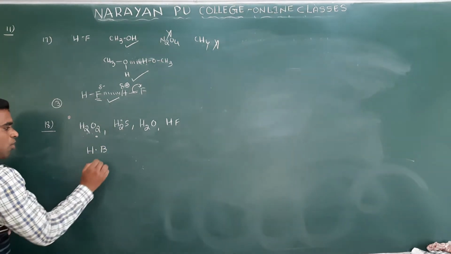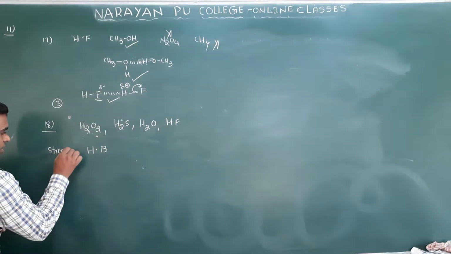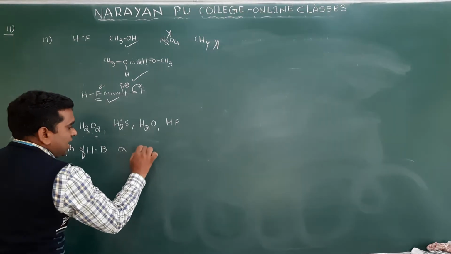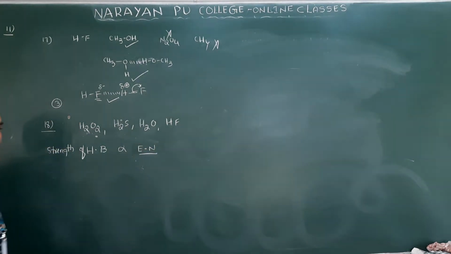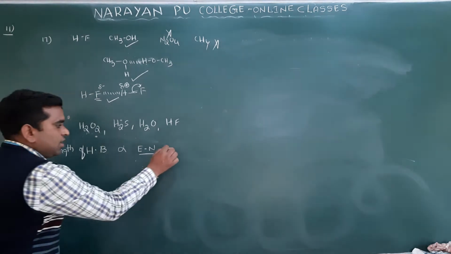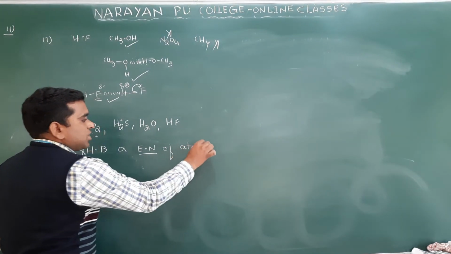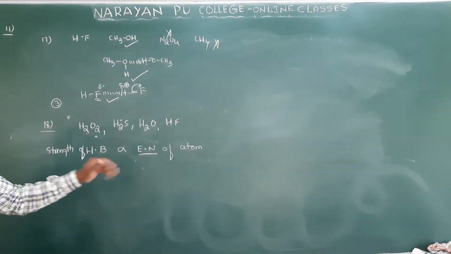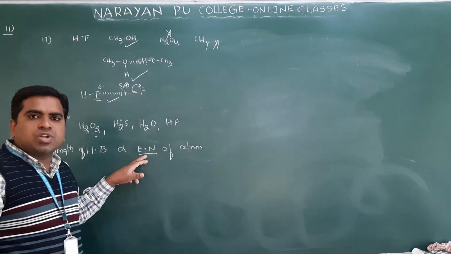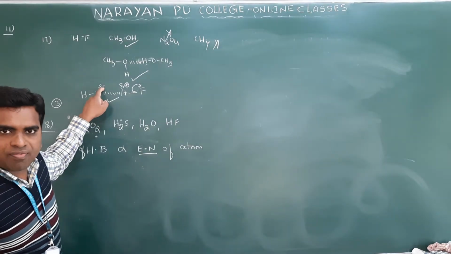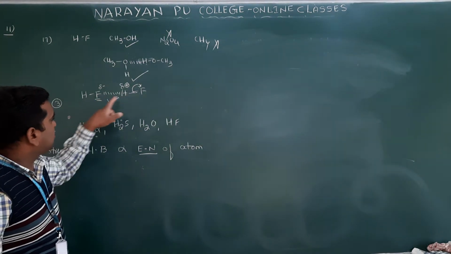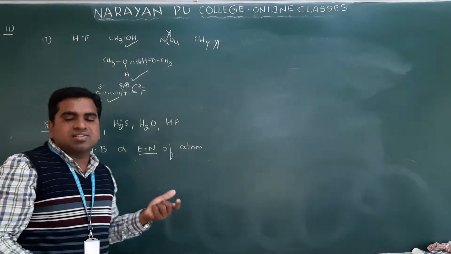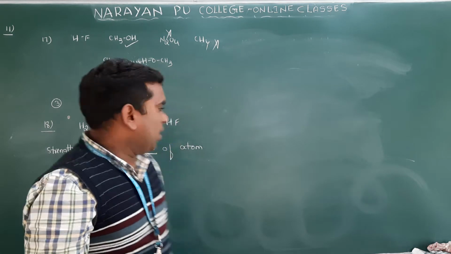So the strength of hydrogen bonding is directly proportional to the electronegativity of the atom. As the electronegativity of the atom increases, the strength of hydrogen bonding increases. Got my point? Because greater the electronegativity, greater the charge density on the respective atoms. Greater the charge density, greater will be the attraction, and that attraction is considered hydrogen bonding.